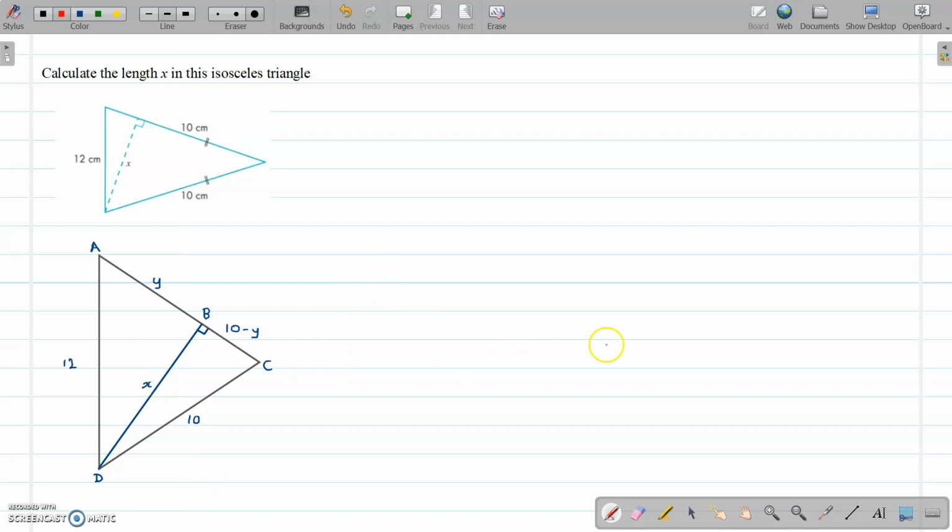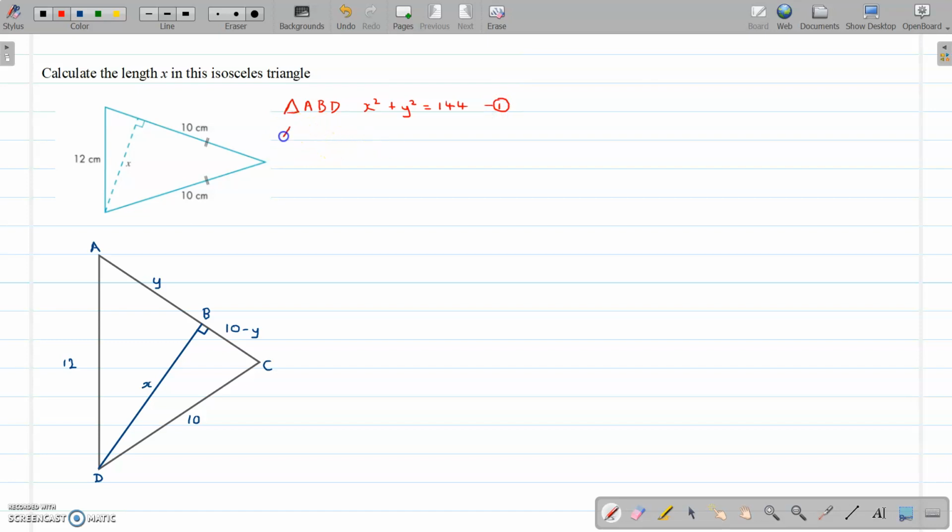Okay, so I'm going to now use Pythagoras' theorem to start with to solve the problem based on two right-angled triangles. So I'm going to start by looking at triangle ABD. In triangle ABD, I can say that by Pythagoras x squared plus y squared equals 12 squared, which is 144. I'm going to call that equation 1.